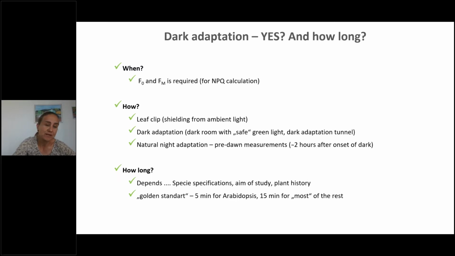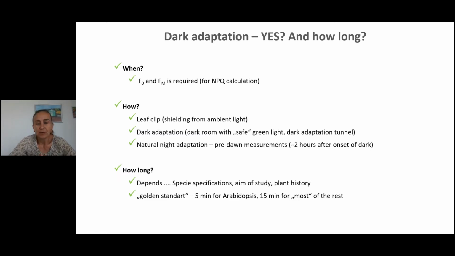But out of experience, I hope I won't make a mistake when I mention that some sort of a golden standard we use and test it enough. So for Arabidopsis, that is basically low light growing plants, we usually use 5 to 10 minutes. And for most of the rest of the plants, we use 15 to 20 minutes dark adaptation.